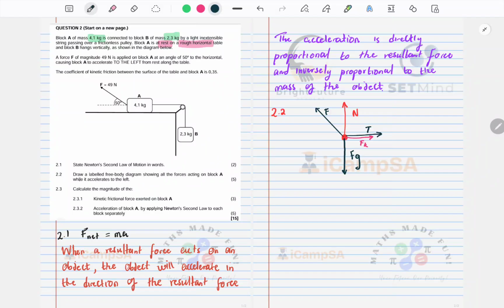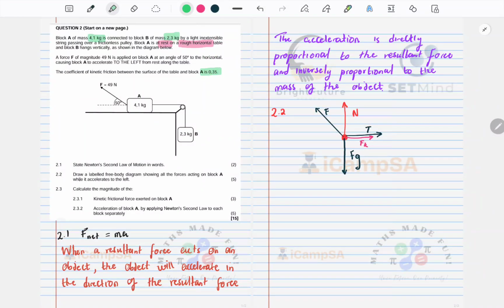They're asking us for this force. How do we then calculate this force? Let's go back to our statement here because we didn't finish it. They're saying here the force F of magnitude 49 is applied on a block A at an angle of 50 degrees to the horizontal, causing the block to accelerate to the left from rest, right? So then the coefficient of kinetic friction between the surface is this.